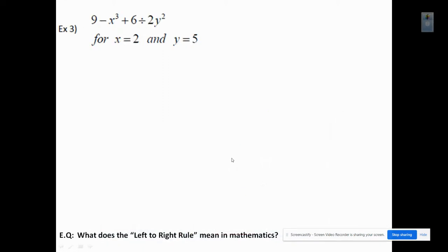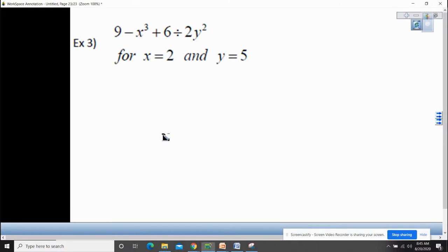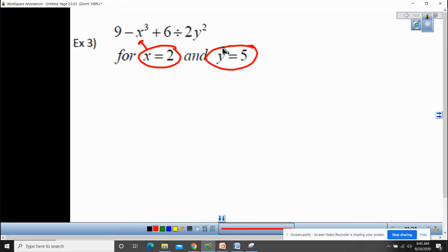Okay, example 3. Start plugging in those numbers. Wherever you see an X, right over here, plug in a 2. Wherever you see a Y, plug in a 5.